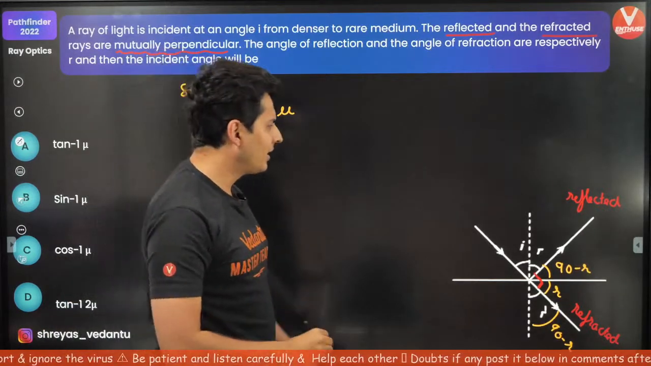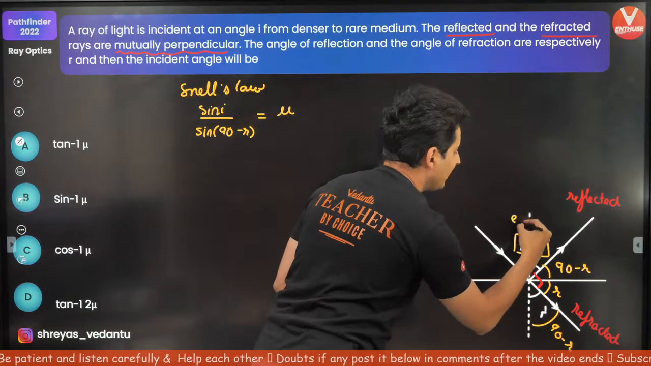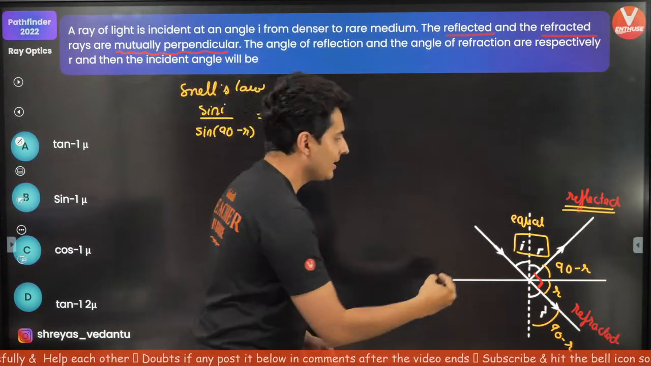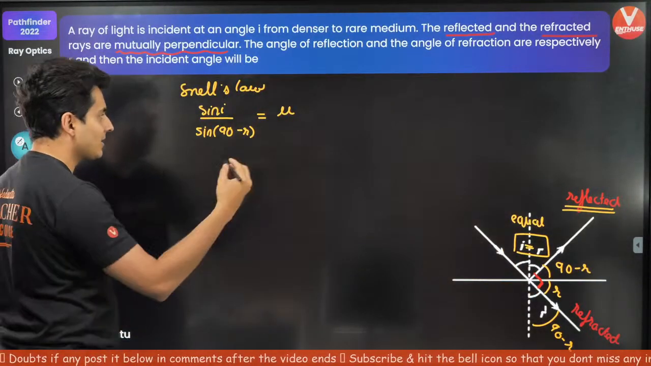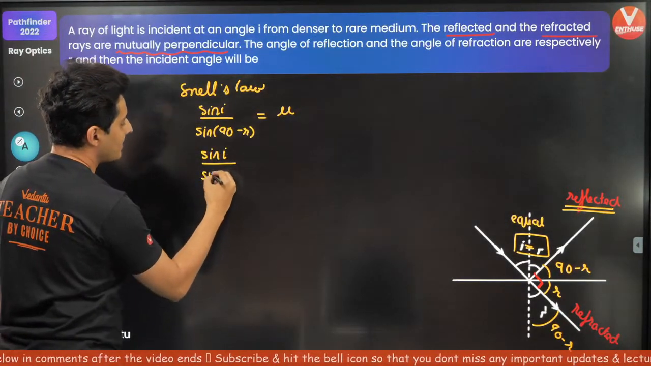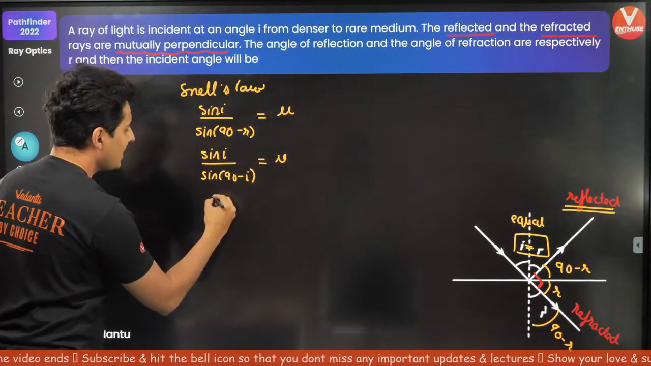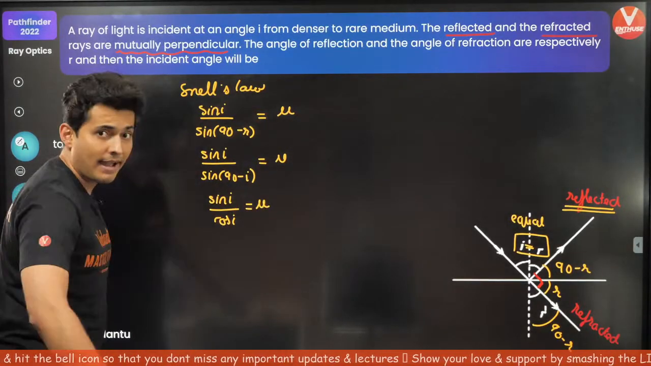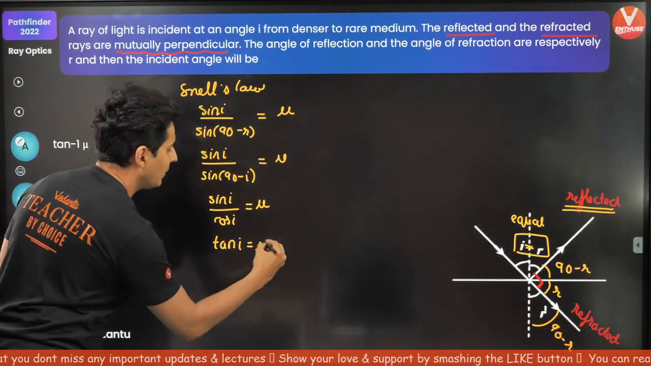But wait a minute. This R and this I are basically equal because it's getting reflected. I is equal to R. Did you forget it? Remember this law of reflection? So this will be nothing but sine of I divided by sine of 90 minus I. Sine of 90 minus I is nothing but cos of I. That's trigonometry, complementary angles, right? So sine by cos is nothing but tan. So tan of I is equal to mu.